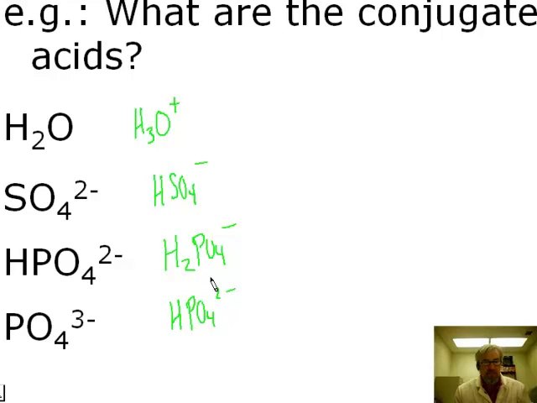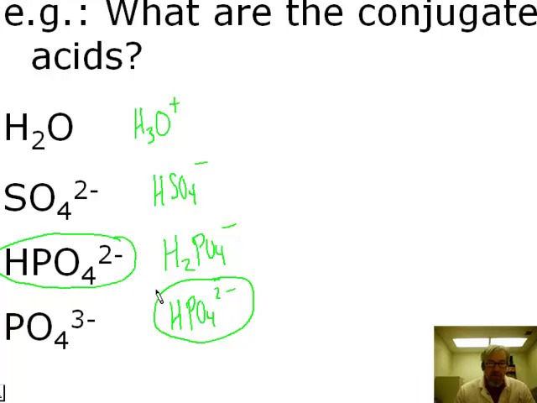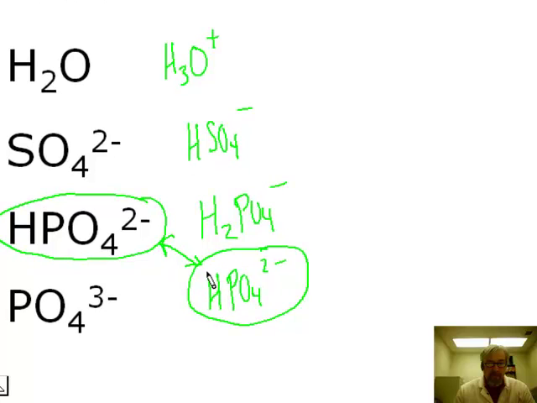You might have noticed here that HPO4 2- is a conjugate acid of PO4 3-, but it's the conjugate base of H2PO4-. This same substance can function as an acid or a base, and it will function as either one depending on the situation, depending on what else is there in solution. Substances like that are called amphoteric substances. They can function as an acid or a base depending on the situation.